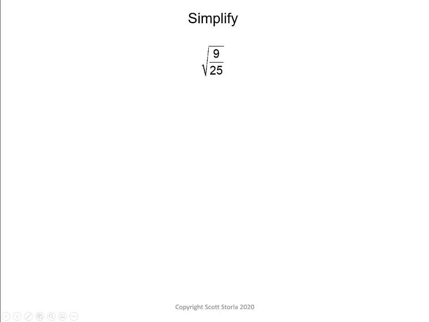Try this one. We'll replace this with the square root of 9 over the square root of 25, and that will simplify to 3/5.